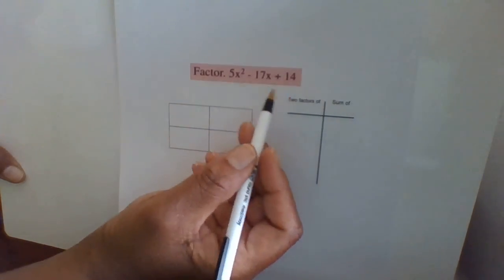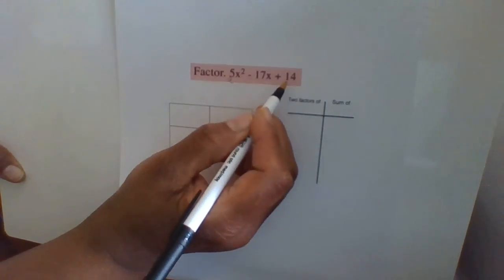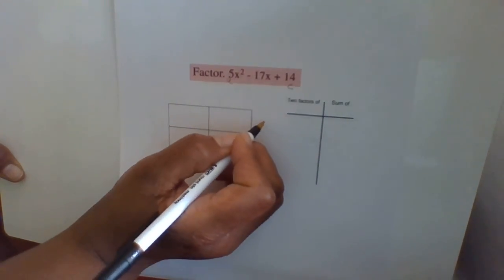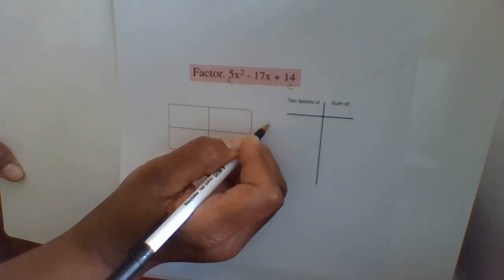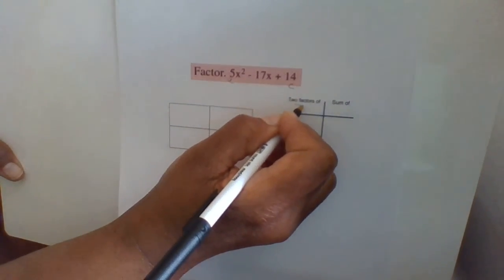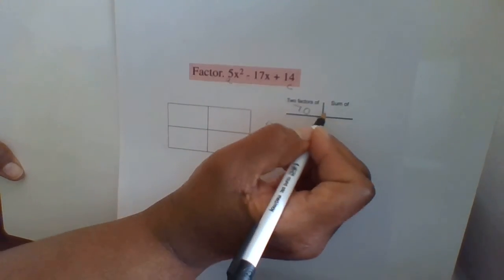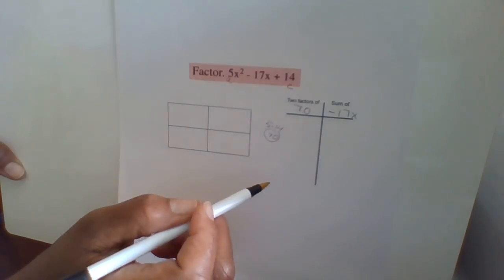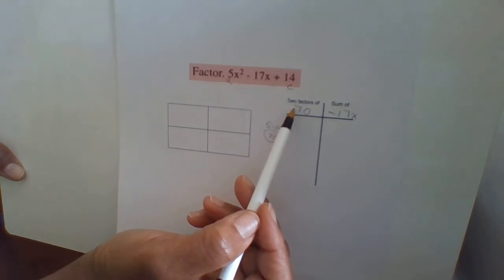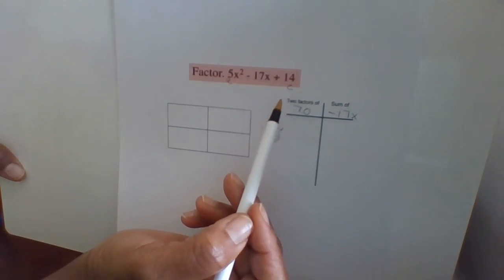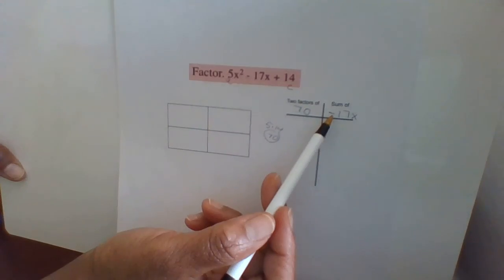So the two numbers that I need to look at are my a term and my c term. 5 times 14 is 70. So you just multiply 5 times 14 first. That gives me 70. So I need two factors of 70 that give me a sum of negative 17x. So anytime I have the two factors, I need a positive product. Both of those numbers that I'm looking for have to be negative, because I need a negative sum.